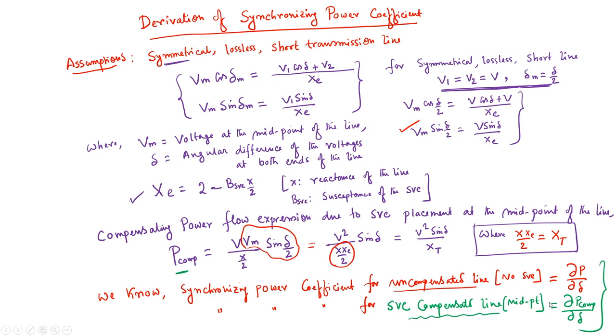To do so, what we need to do is differentiate this p comp with respect to delta. Here you can see this p comp is a function of V, which is regulated at both ends, so V is constant over here. It is also a function of this delta, and also a function of x t, right. Delta, as you know, depends upon the line loading. X t is a function of x and b SVC. So, let us write this.